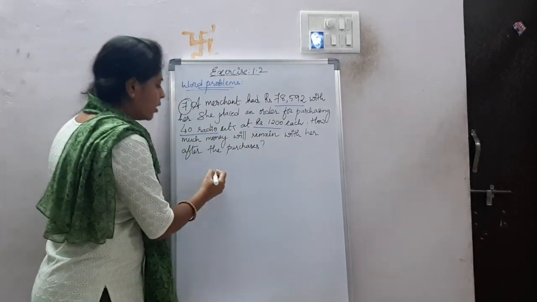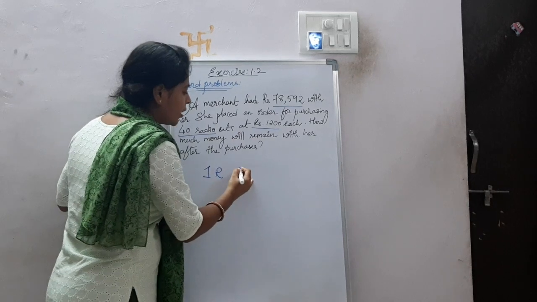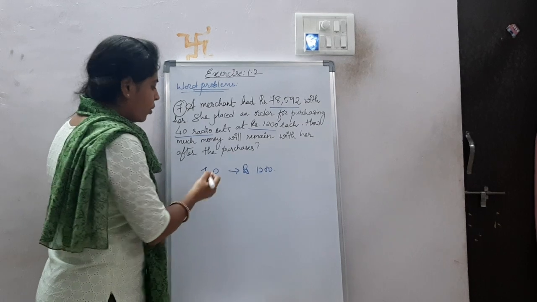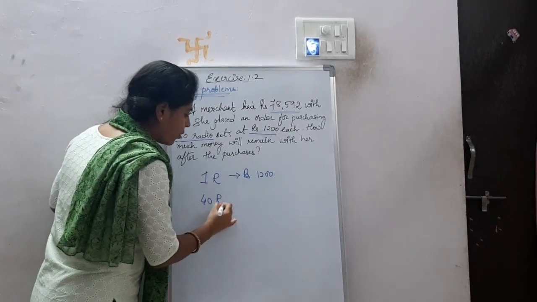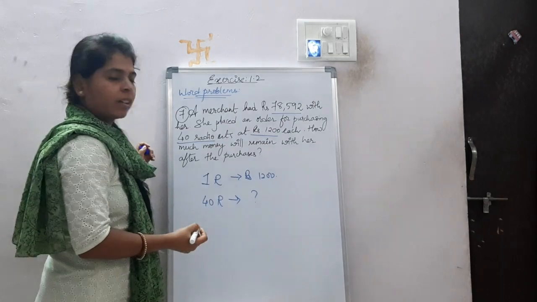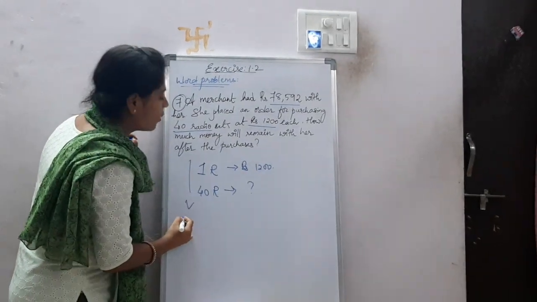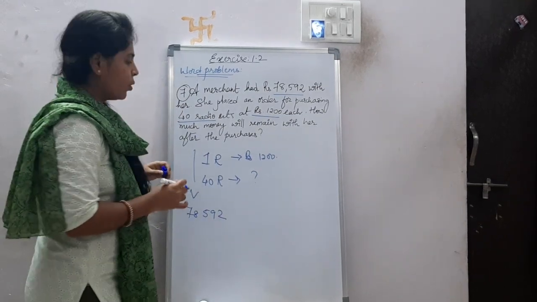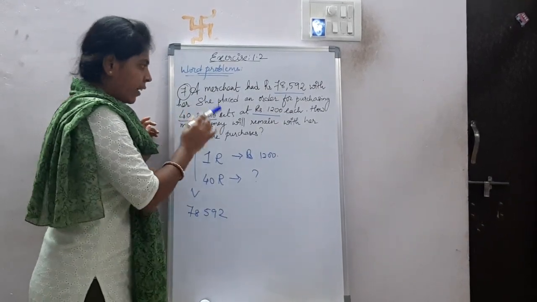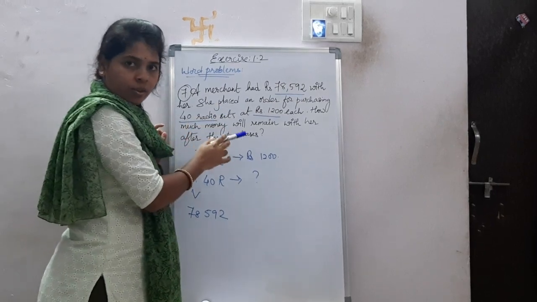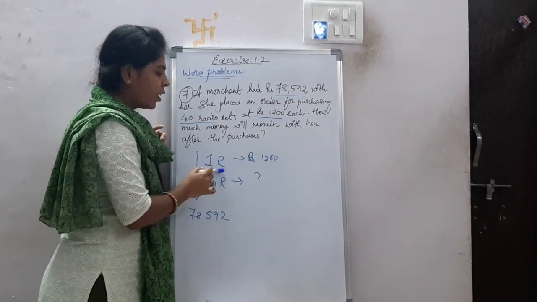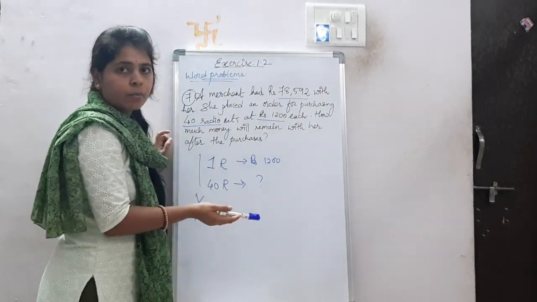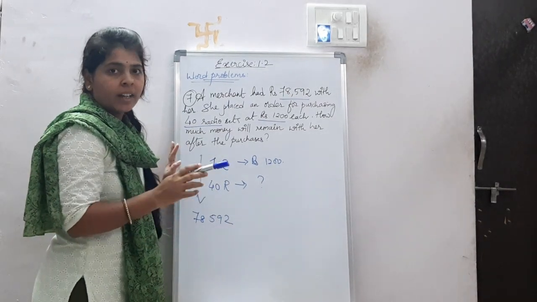So here one radio set is for rupees 1200. Now she has to find for 40. But the total amount she had is 78,592. So first you have to read the question properly and find out that if one radio is 1200, for 40 radios how much. As you already saw in the previous problem, if it is for 1, you have to calculate for 10.